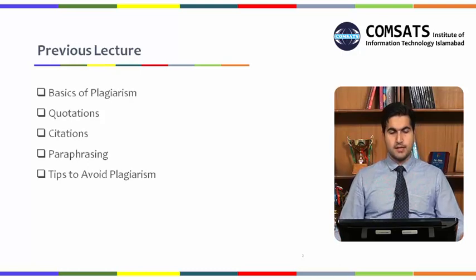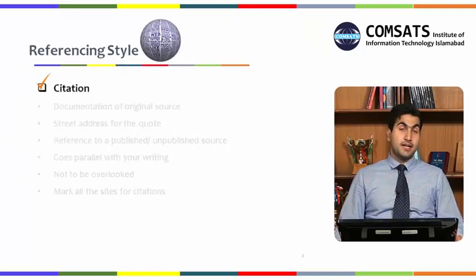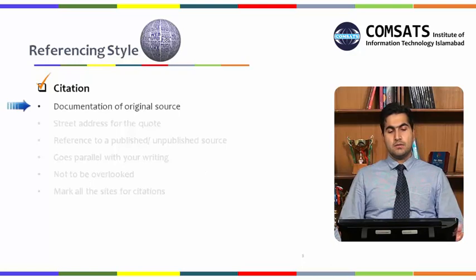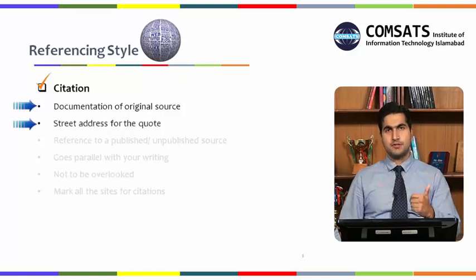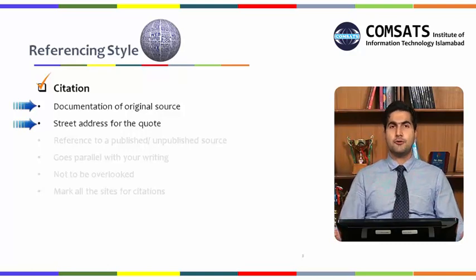So if we move ahead and start from citation, basically it's all about documentation of the original source. So just to keep it on record, it is acknowledgement, and referring to the one to whom the actual content belongs. So it's like a street address for the quote as well. If you read this point for the first time, you get confused: what do we mean by this street address for the quote?